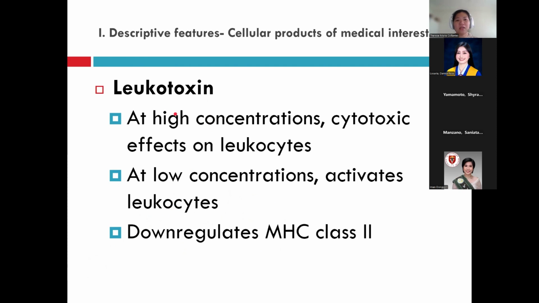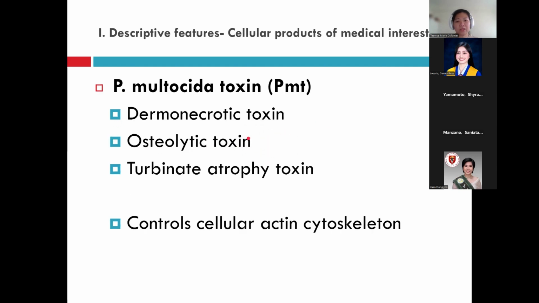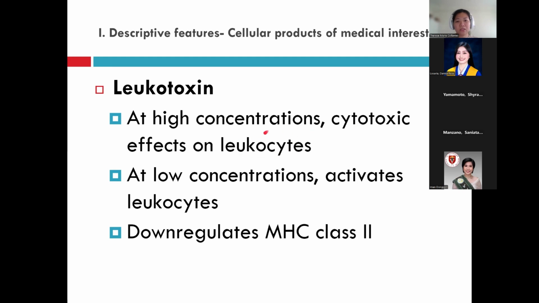For the leukotoxin, this particular toxin at high concentrations is considered cytotoxic to the leukocytes. So the leukocytes are the part of the blood which is the white blood cells. And those are mainly neutrophils. They could also be lymphocytes and other leukocytes. And in cases of bacterial infection, these leukocytes will increase in number, and you will be able to see that in a complete blood count. And this leukotoxin is a defense mechanism for this bacteria, no?